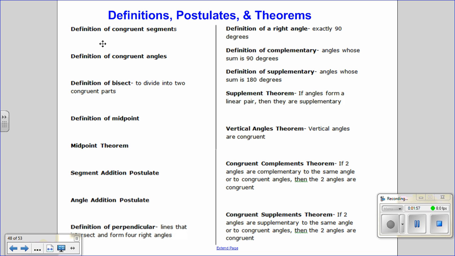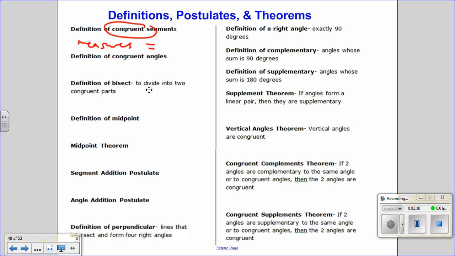But there are a couple that I would like to highlight today because we might need them. We need to know the definition of congruent segments, and that is simply meaning that if segments are congruent, then they have equal measures. So again, if they're congruent, that means the measures equal. You need to know about congruent angles. Again, if their angles are congruent, that means their measures equal.